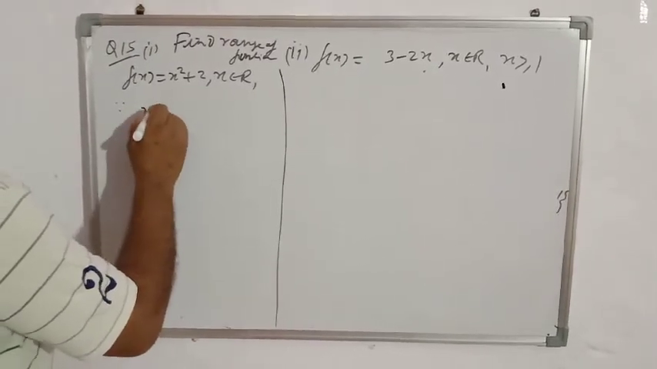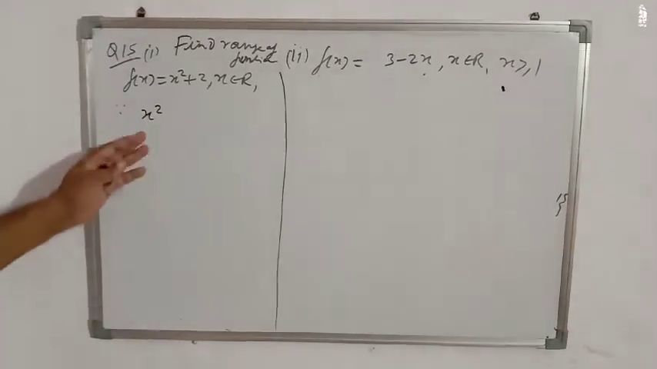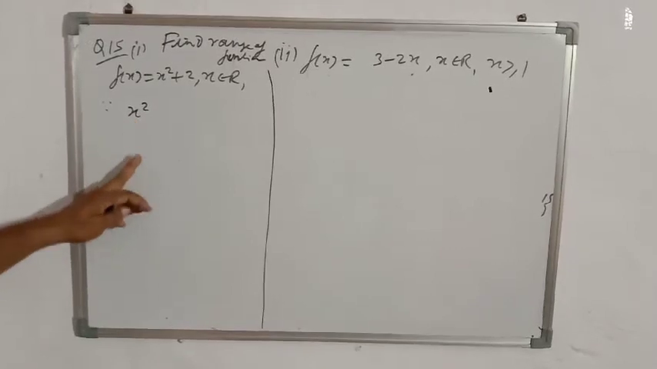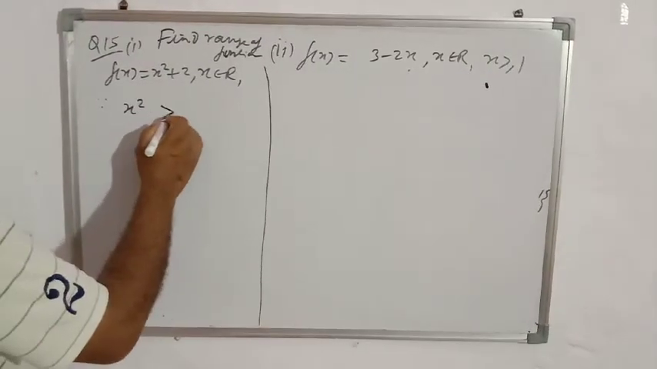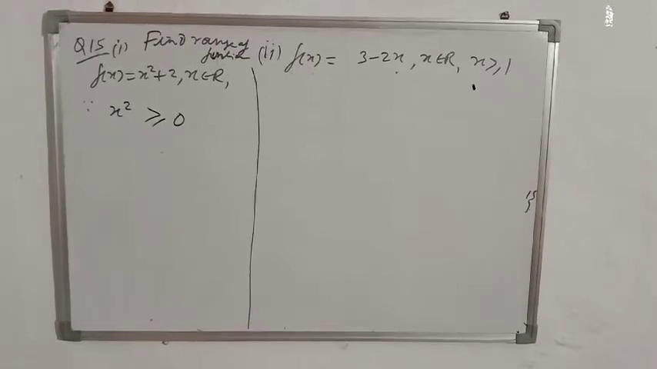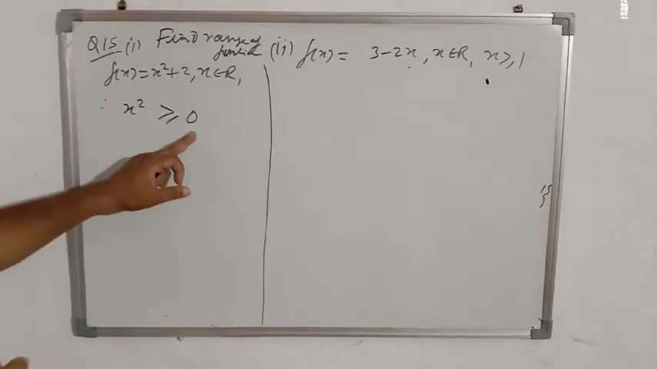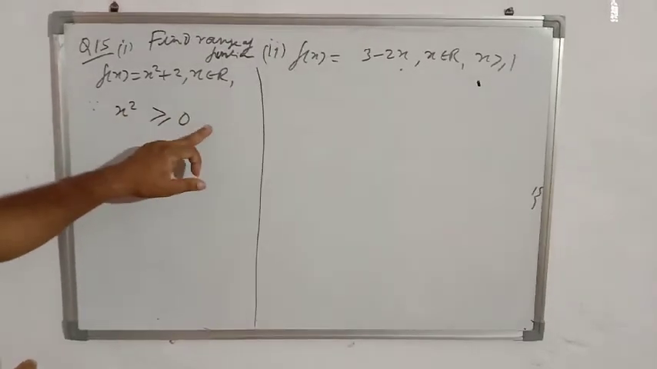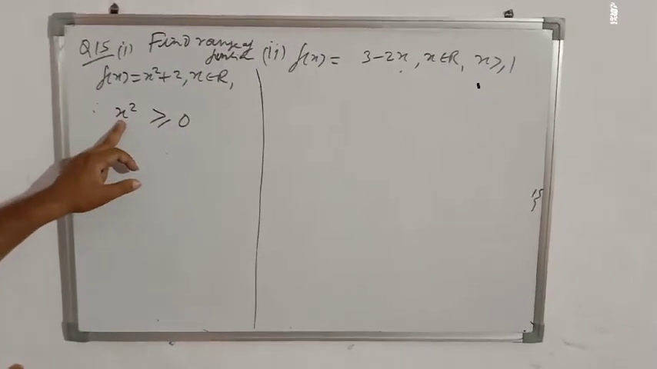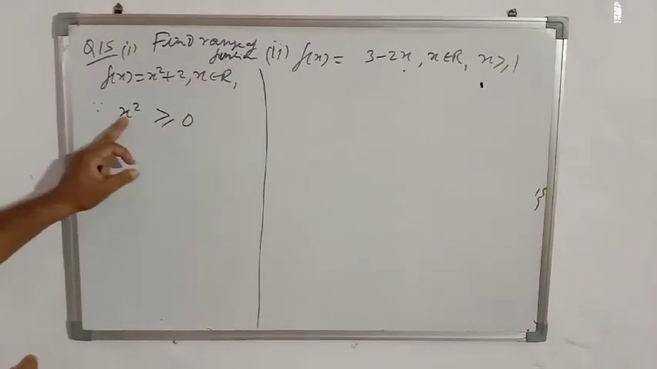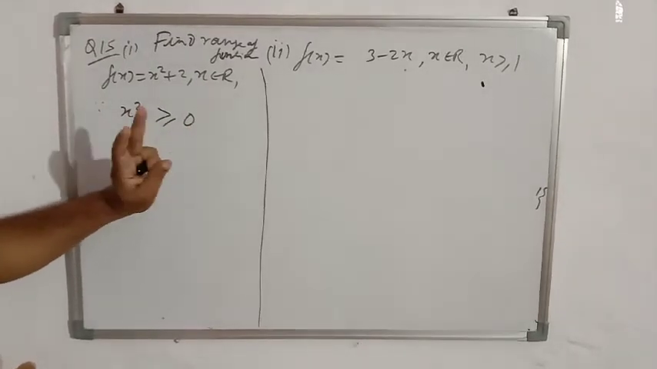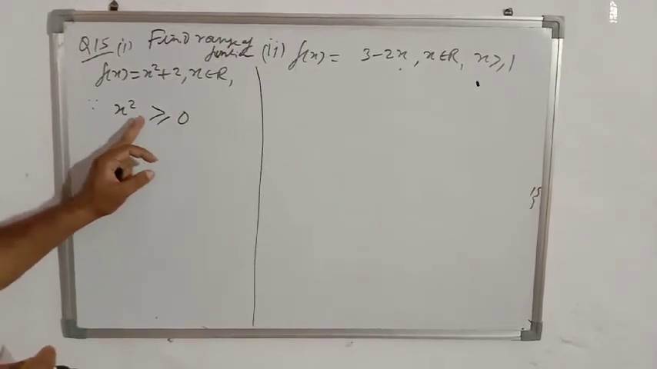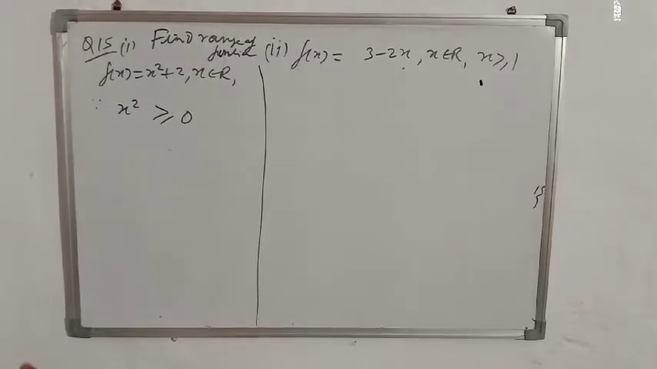Since x square, what will be the value of x square? The square of any real number is always positive or equal to 0. X square greater or equal to 0. If x is 0, then x square will be 0. In other cases, x is positive or negative, x square will always be positive. Take x is minus 2, square it will be 4, positive. X is minus 3, square is 9, positive. If x is 0, 0 square is 0. So the value of x square is always greater or equal to 0.